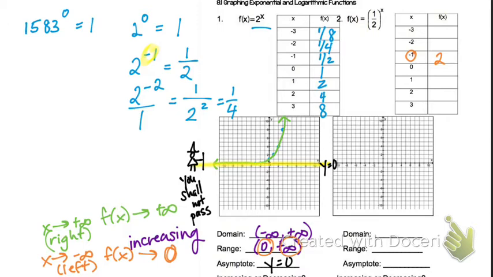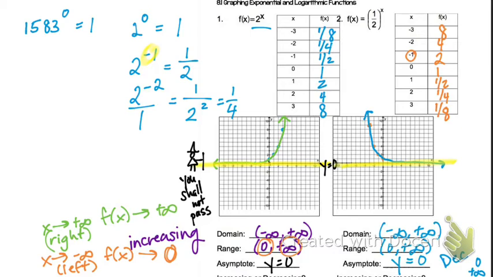So try doing number 2 on your own. So I filled in the table. It's just the opposite of 2 to the x. The asymptote would be y equals 0. Domain always negative infinity, positive infinity. Range, if I'm reading it from bottom to top, is 0 to positive infinity. It is decreasing because to the right it's getting smaller and smaller and smaller and getting closer to 0.